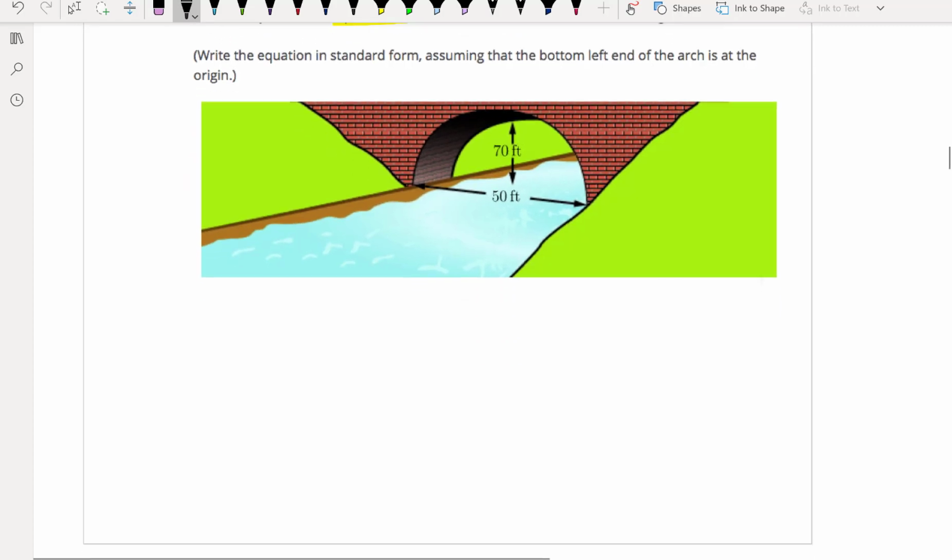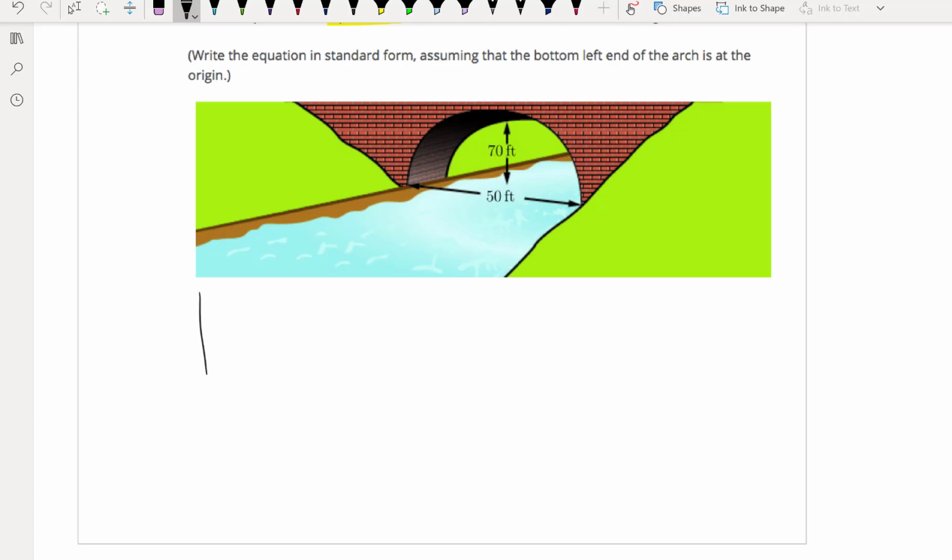And then it tells you something about the origin. So let's think about this. It says write the equation in standard form assuming that the bottom left end of the arch, so here's the bottom, and the left, here's this point right here. So this would be bottom left. This is bottom right. So the bottom left end of the arch is at the origin. So this origin is 0, 0. So there's 0, 0. It tells me that it has a height of 70.